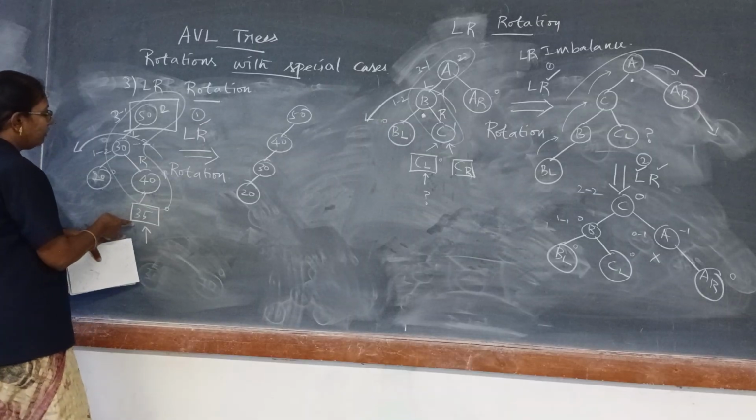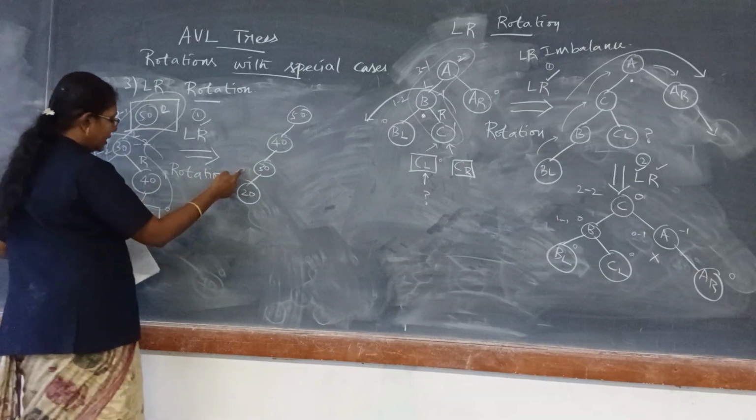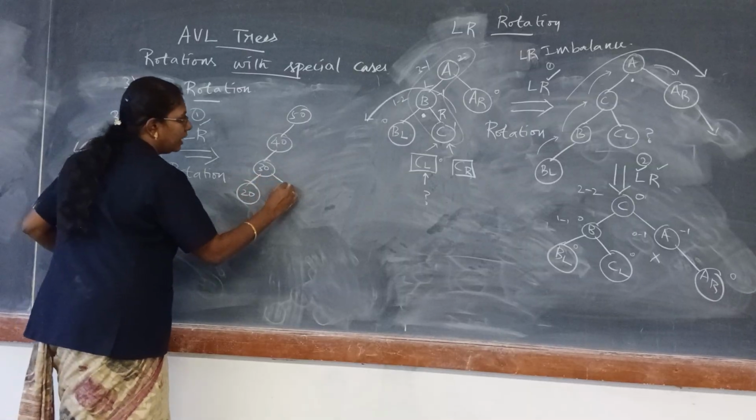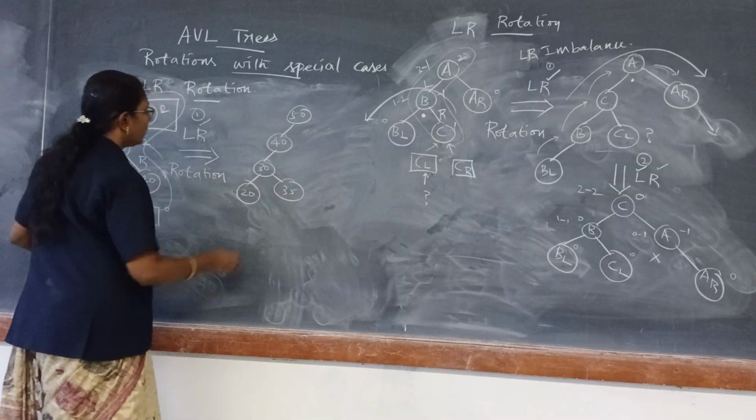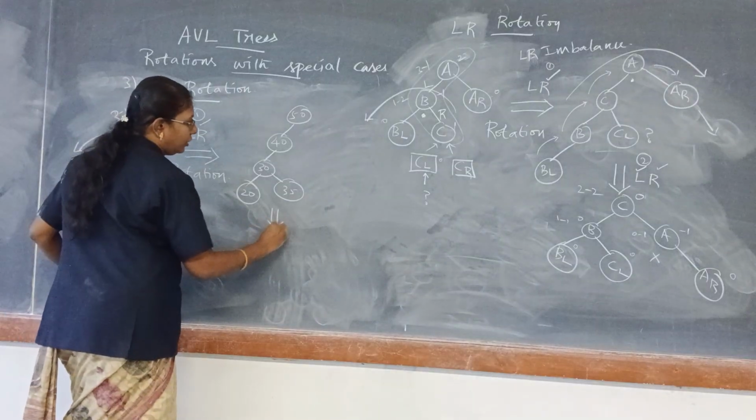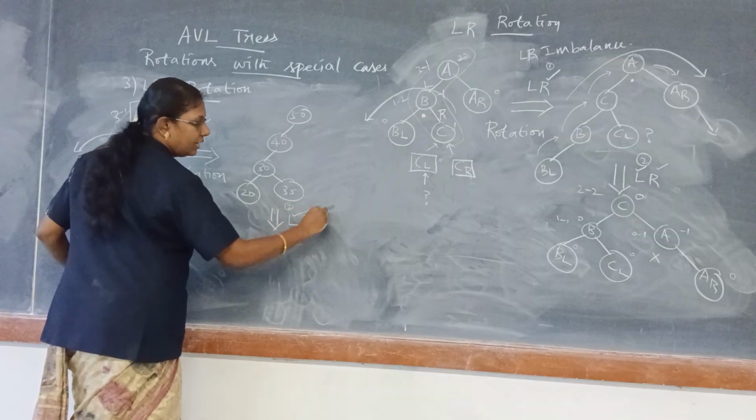So what will happen? It will come to the left side. In this left side we cannot put this 35 here, so I am keeping this like this. Now I have performed right rotation. Next I am going to perform the left rotation. This is the second step. I have completed right rotation.